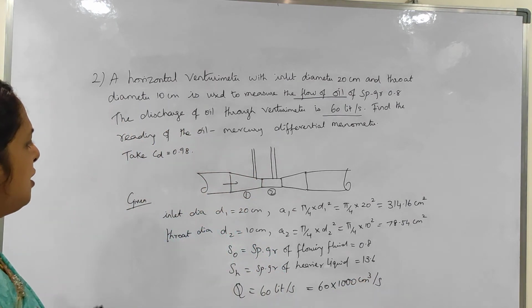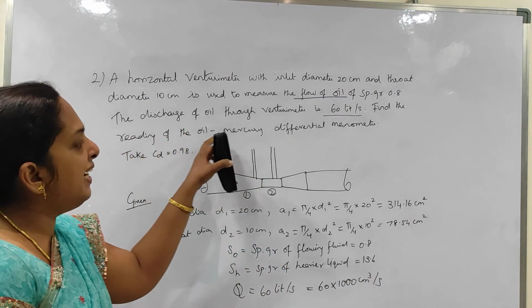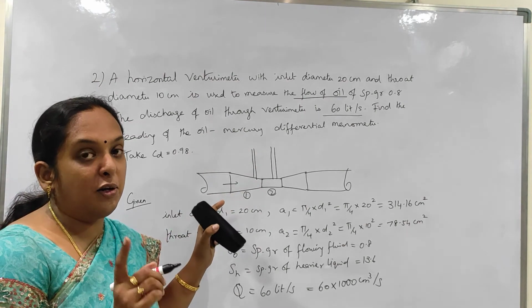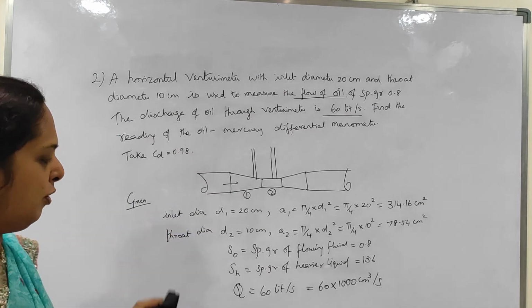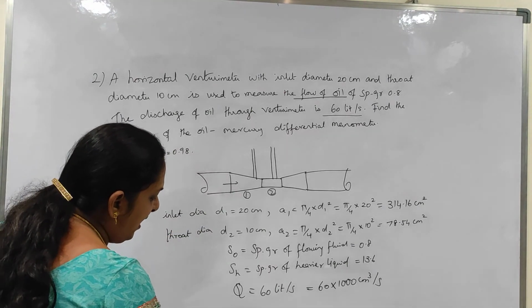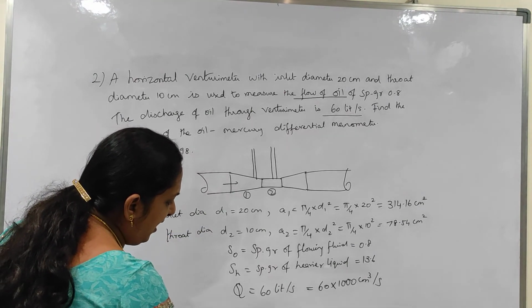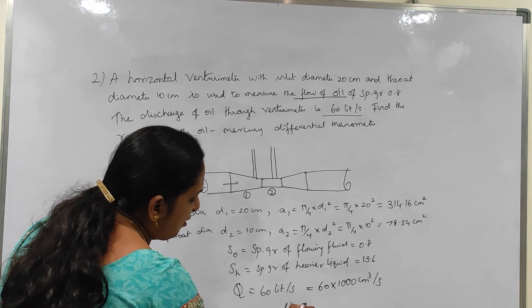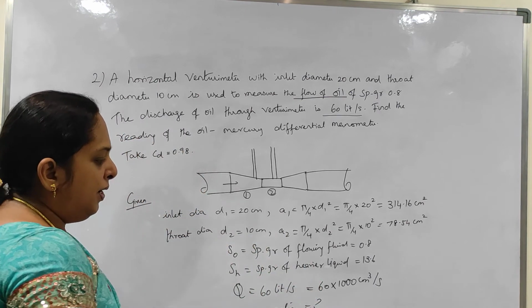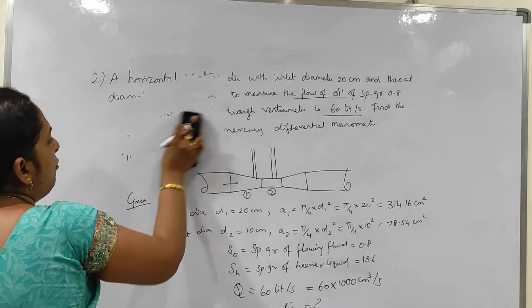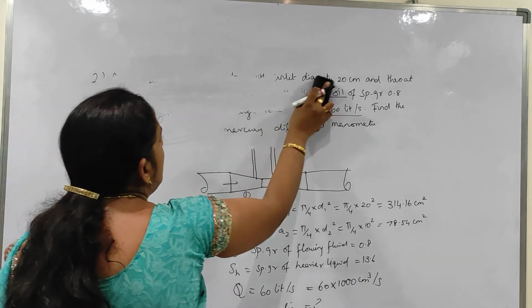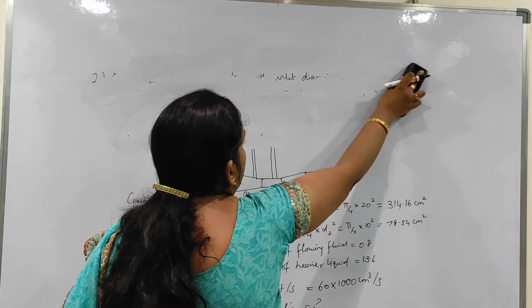Okay, so what is asked here is to find the reading of the oil mercury manometer. They didn't ask you the head. H is not asked. They asked you the reading of the oil mercury manometer, that is X. That reading is your unknown. Now what do we know? We know the formula for the horizontal venturimeter. What is the discharge formula? We know that, so we are going to utilize it now.